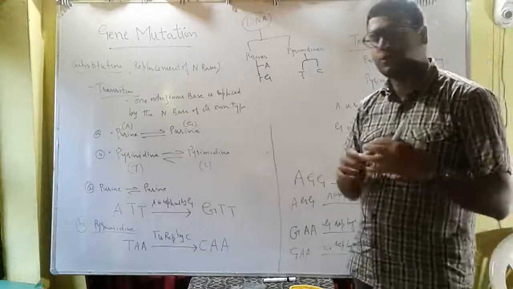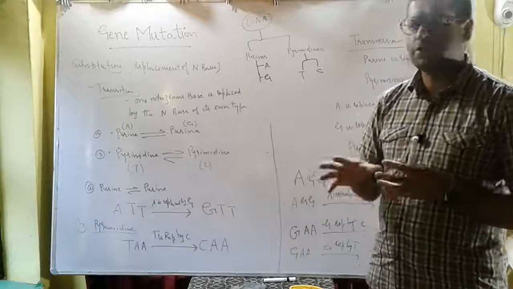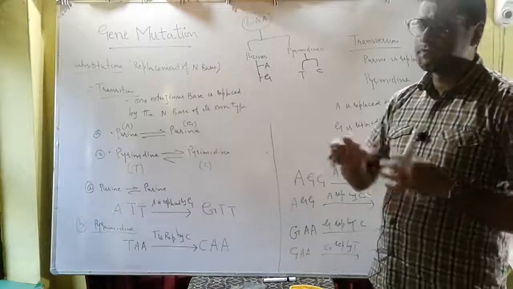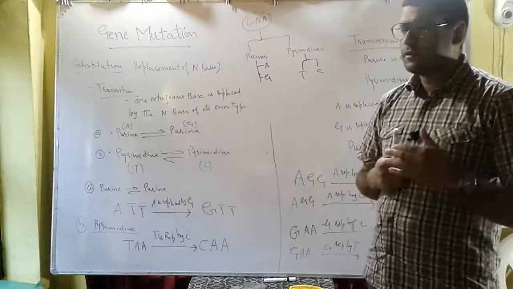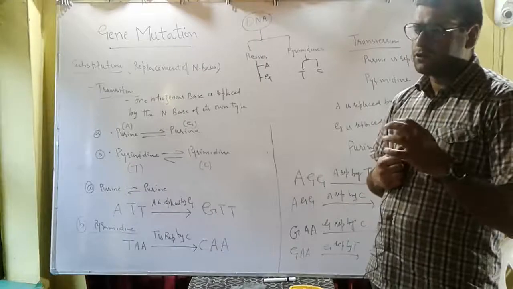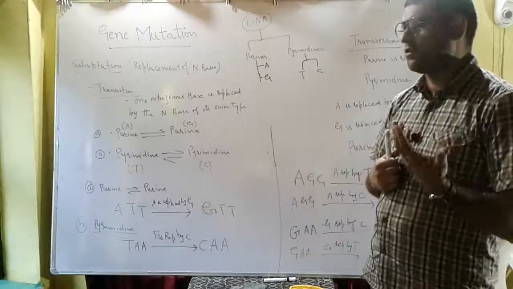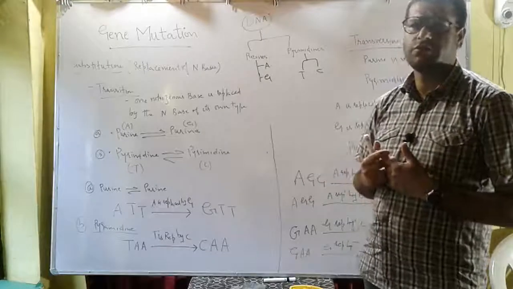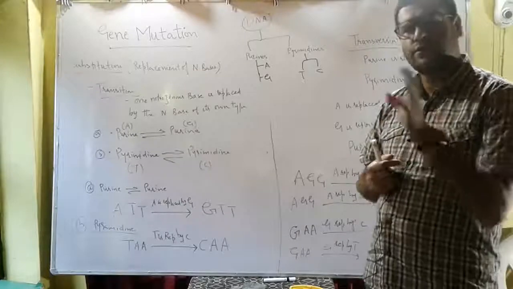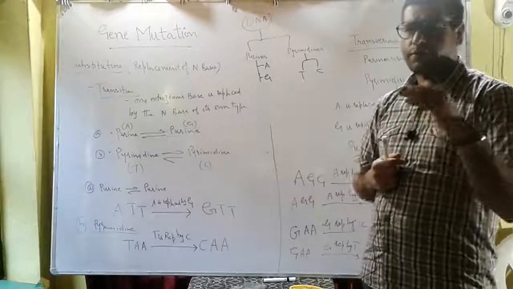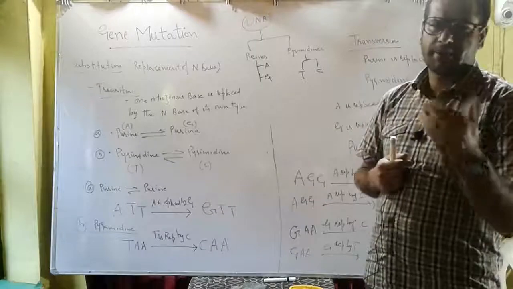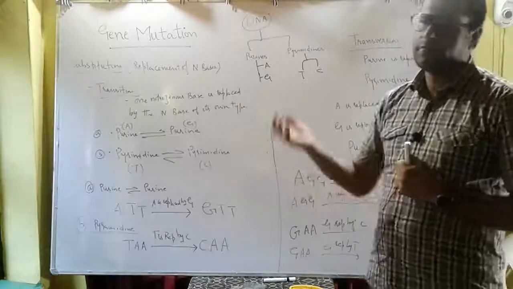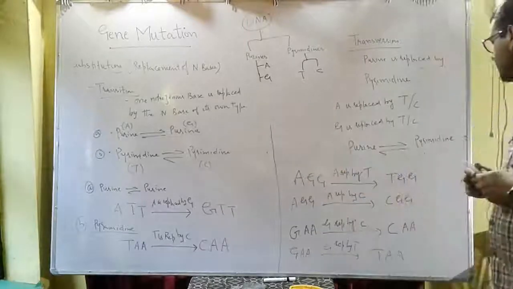And these mutations are of three types. We have inversion, substitution, and frame shift. In case of inversion, the base sequence of DNA gets changed in reverse order. We have discussed that. Then we have substitution, a replacement of nitrogenous bases, and it is of two types, transition and transversion. Transition is when purine is replaced by purine and pyrimidine is replaced by pyrimidine. Then transversion is when a purine is replaced by pyrimidine.